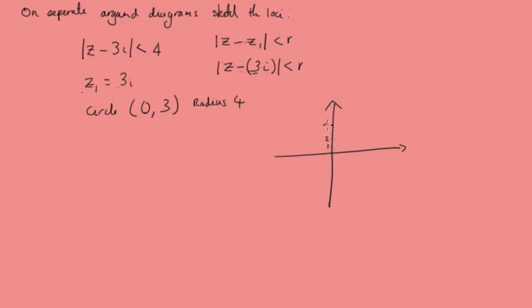1, 2, 3, 1, 2, 3. So it's centred up here, radius 4, and there we go. Oh, wait a minute. Radius 4, it's less than, so we do our dotted line this time.